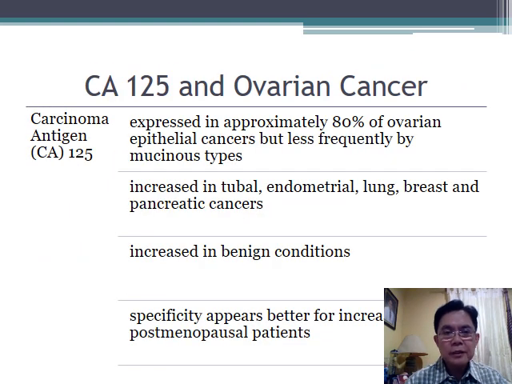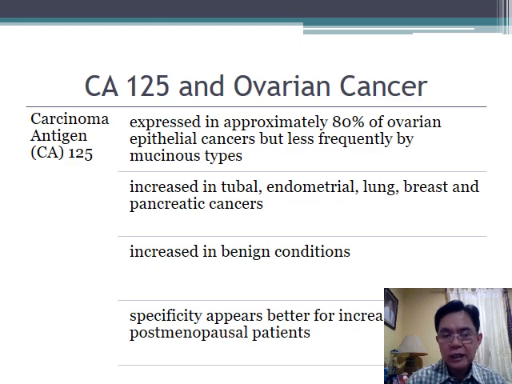Let's talk about CA125 and ovarian cancer. This is the one that is frequently requested even by laymen when they talk about ovarian cancer. CA125 is expressed in approximately 80% of ovarian epithelial cancers. However, it is less frequently found among mucinous tumors. In that regard, it will be helpful if you request CA125 in serous, endometrioid, and clear cell tumors.